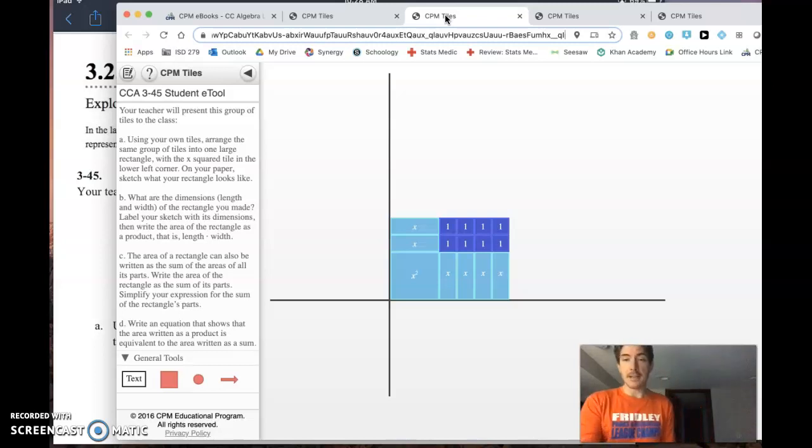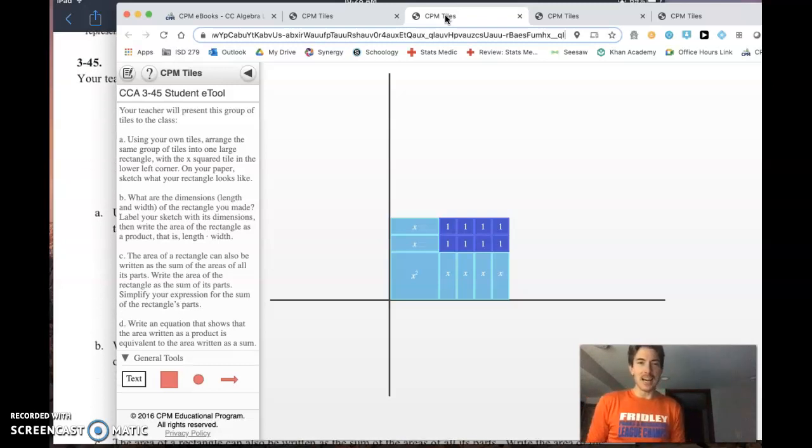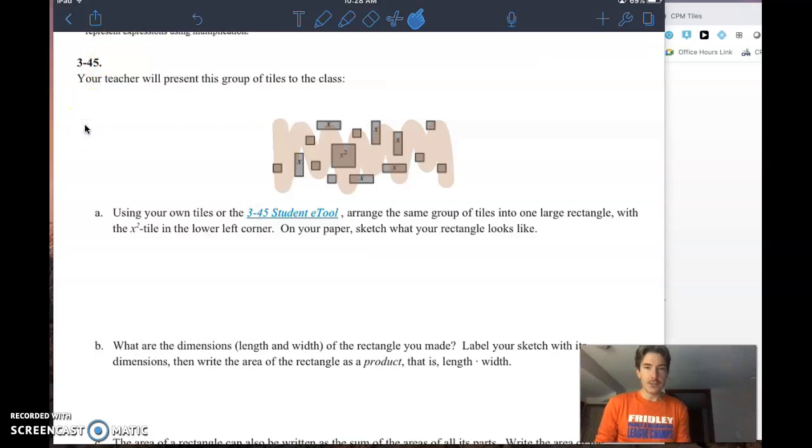I promise I had the same tiles in my rectangle right here that you were playing with a moment ago. I got an X squared. I got 1, 2, 3, 4, 5, 6 X's. And I got 1, 2, 3, 4, 5, 6, 7, 8 unit tiles. 8 unit tiles.